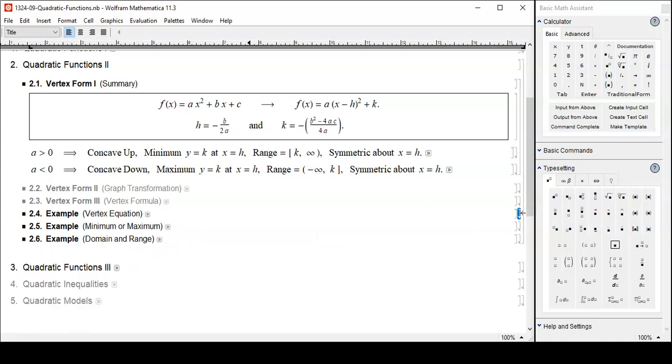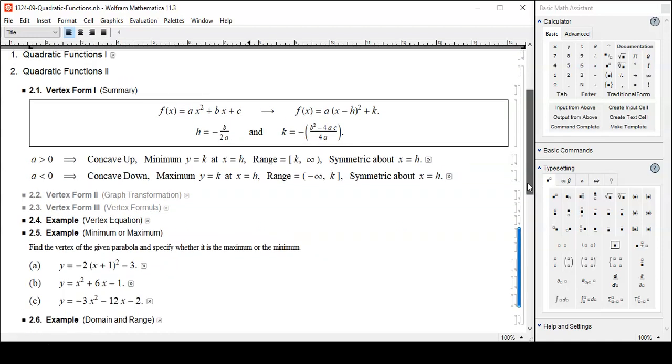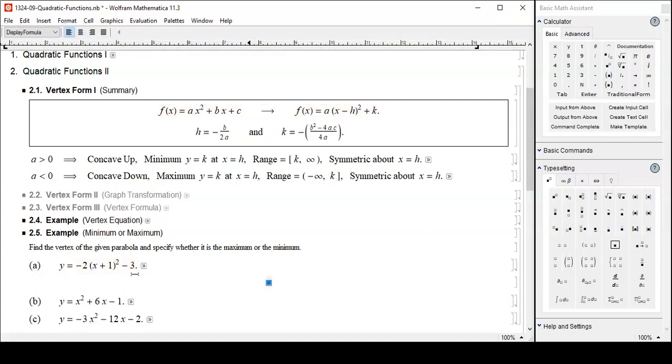Okay, let's do the next one. Find the vertex of the given parabola and specify whether it's maximum or minimum. Oh, come on, this was too simple. It's based upon the vertex equation right here, and if you compare, you can easily find the vertex. What is it? Negative 1, 3. Is that clear to you?